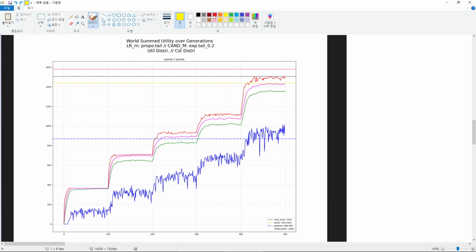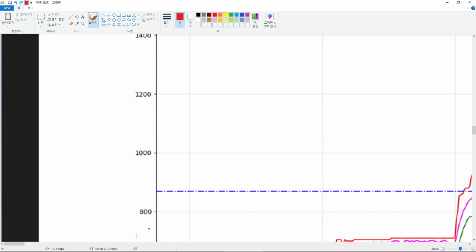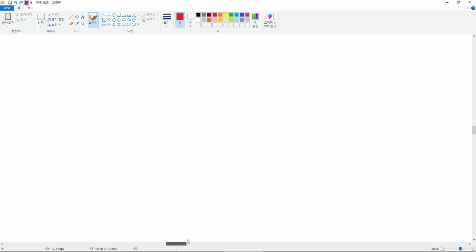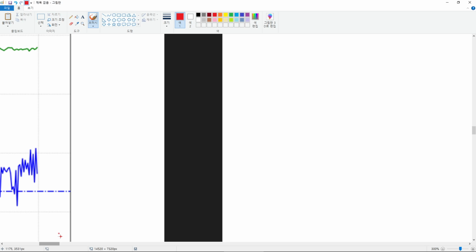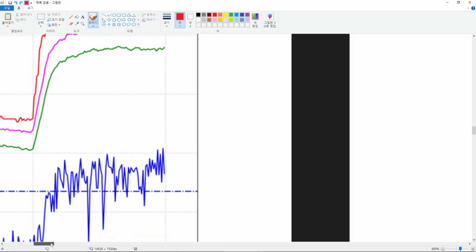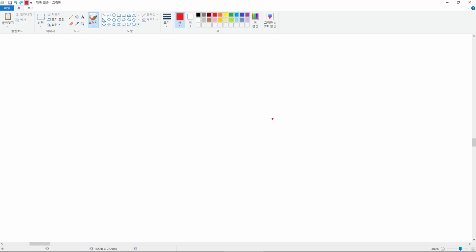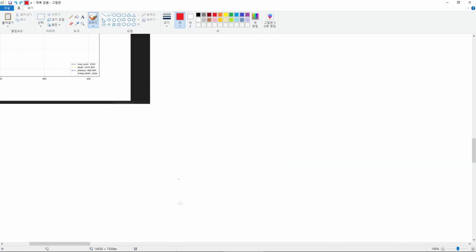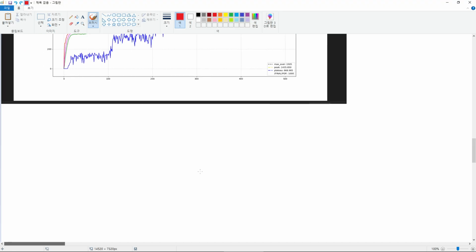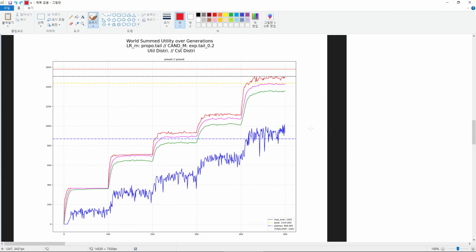And then if you look at the maximum ever, where did it go? Oops, sorry. If we look at the maximum ever, it's 1505. Why is it 1505? That's the maximum ever. ¿Por qué? Why?